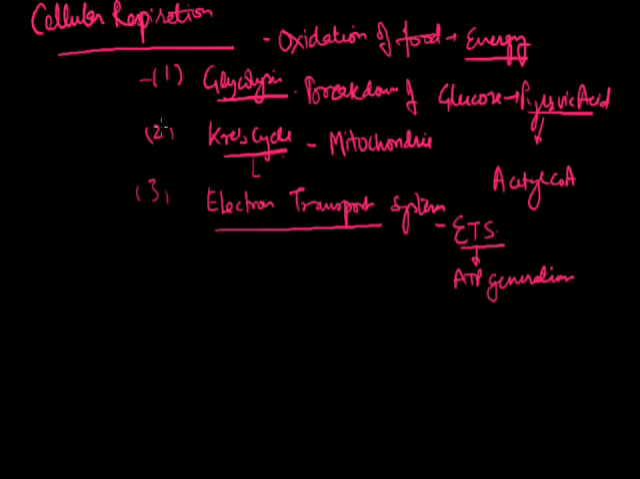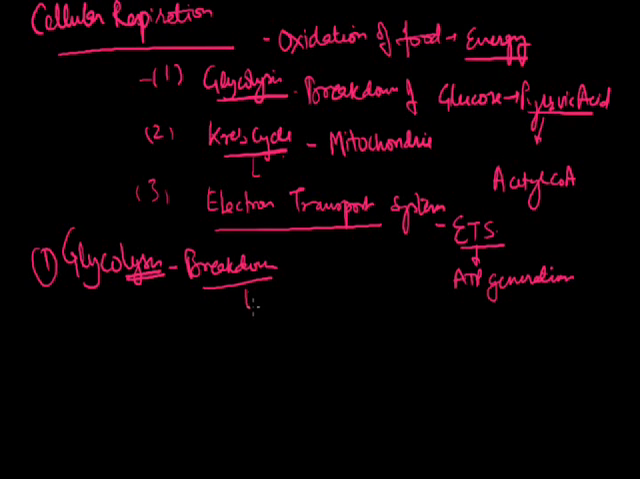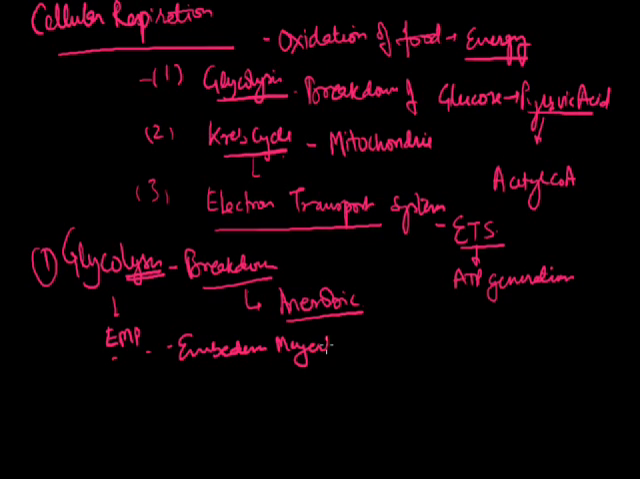What is glycolysis? Lysis means breakdown. Breakdown of glucose is called glycolysis. As I told you, it is an anaerobic process. It does not require oxygen. It is also known as the EMP pathway, Embden-Meyerhof pathway. These are the names of scientists.